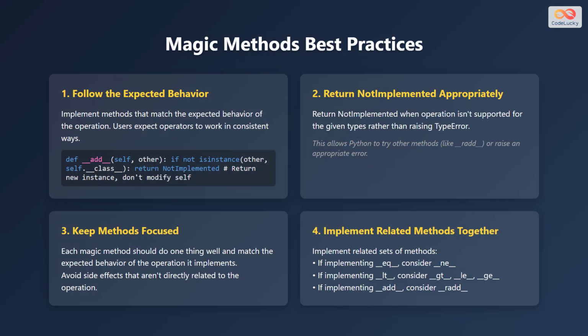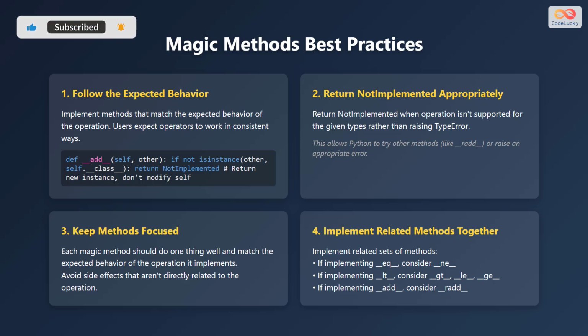When working with magic methods, keep these best practices in mind. First, follow the expected behavior. Implement methods in a way that matches how users would expect the corresponding operations to work. Second, return NotImplemented appropriately. If an operation isn't supported for the given types, return NotImplemented rather than raising a type error. This allows Python to try other methods. Third, keep methods focused.